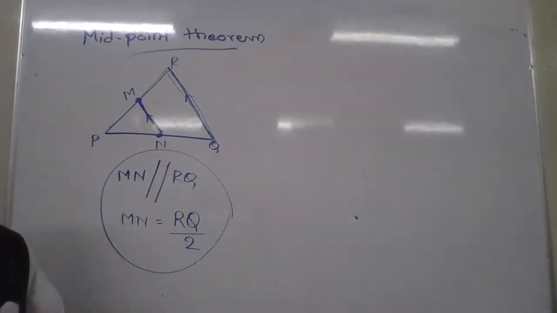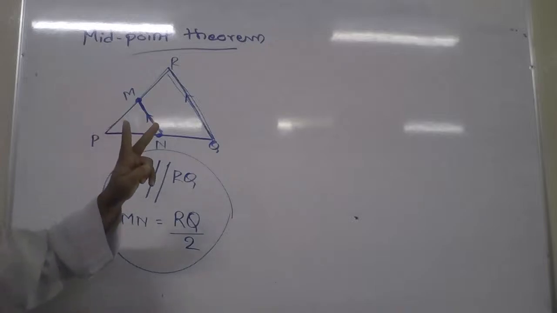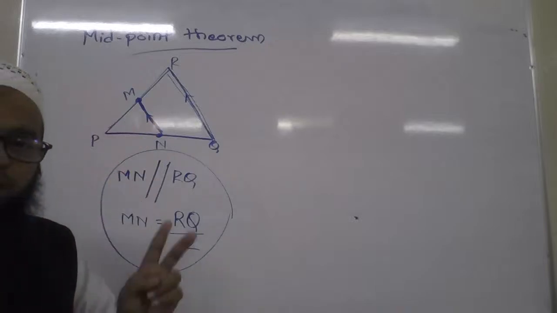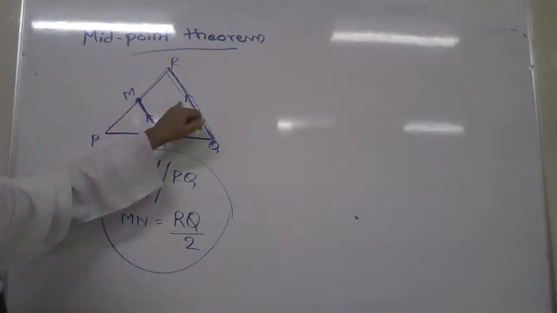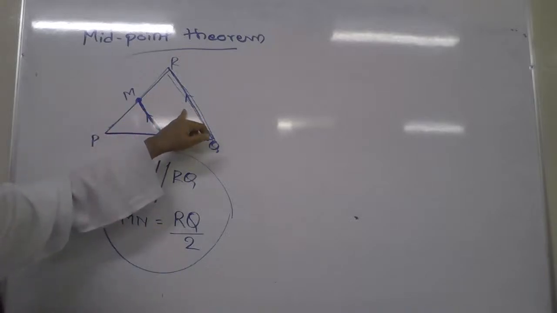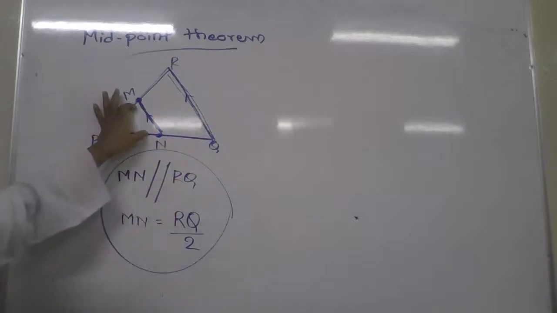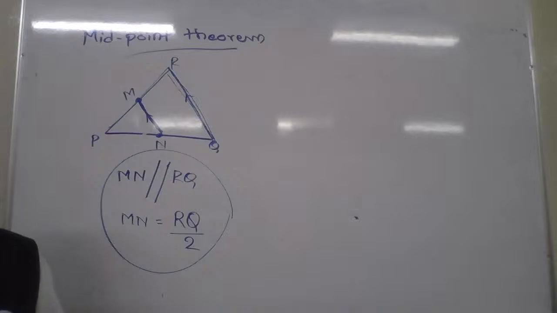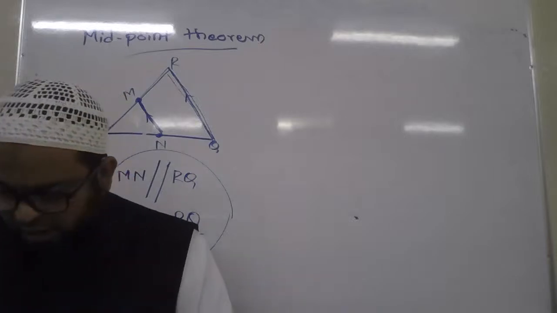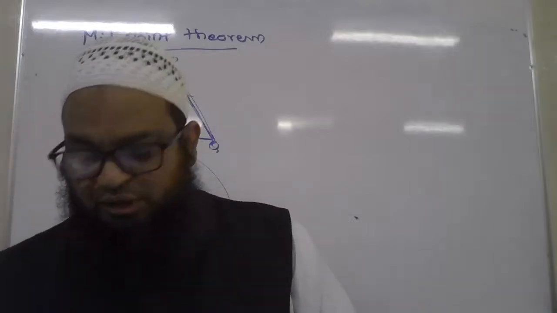So what is midpoint theorem? The line joining midpoints of two sides is parallel to the third side, and also half of the third side. That means MN is parallel to PQ and MN is equal to half of PQ. Understood? Very, very important. Midpoint theorem. Very good. Now, let us go to exercise 8.2, first question.